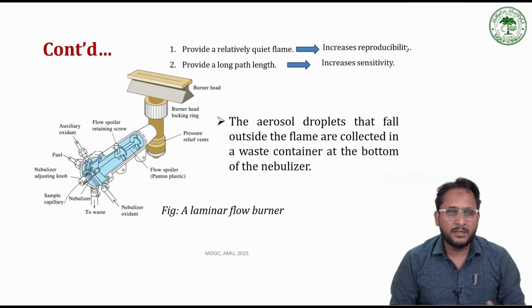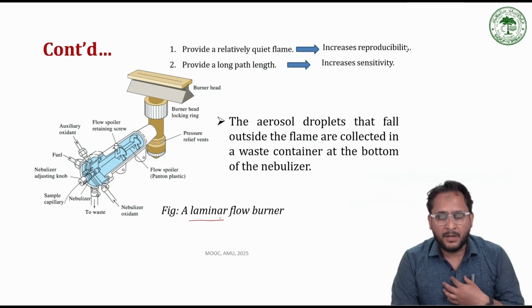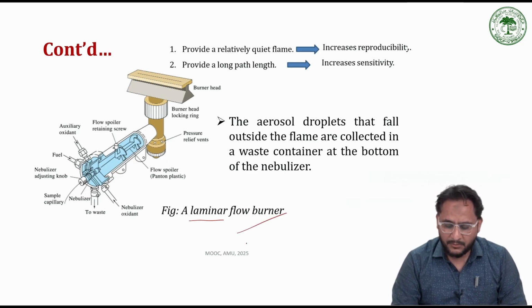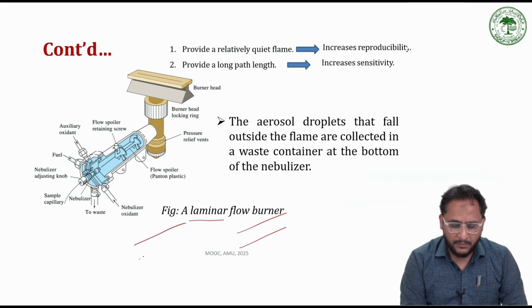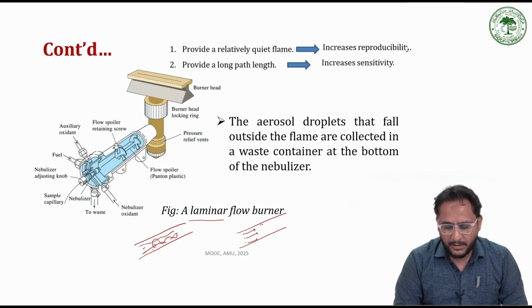Now this is the inside image of a nebulizer, and the nebulizer maintains a laminar flow. I hope that you are all aware of laminar flow. There are two types of flow of a liquid. One is called turbulent flow, where the particles can go anywhere, and the velocity is not even constant. But in laminar flow, the velocity of all the particles, all the droplets, is constant, and they are moving in a straight line. The velocity profile is like this.